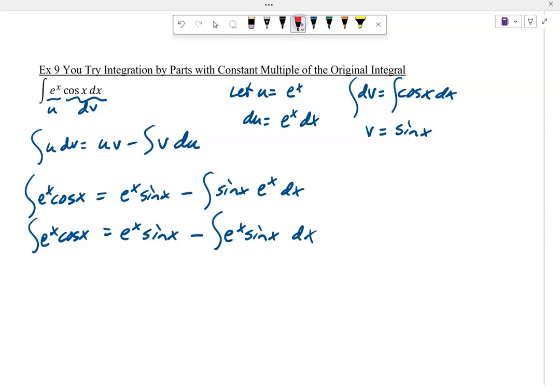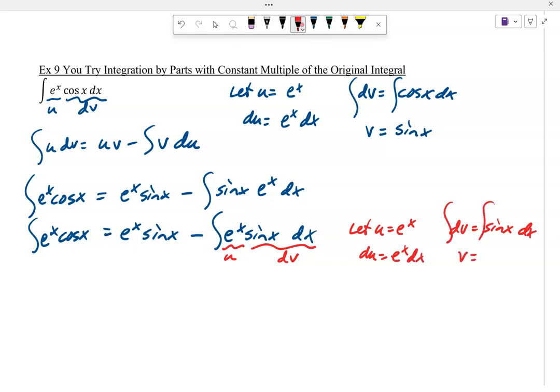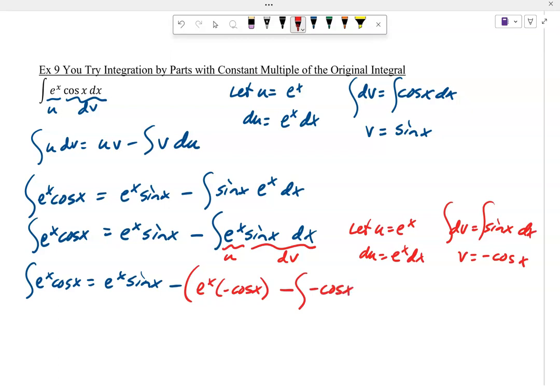Then we're going to do it again. So this will be our dv, that will be our u. So du is e to the x dx. V, the integration of sine, is negative cosine. And so we've got uv minus the integration of v du.